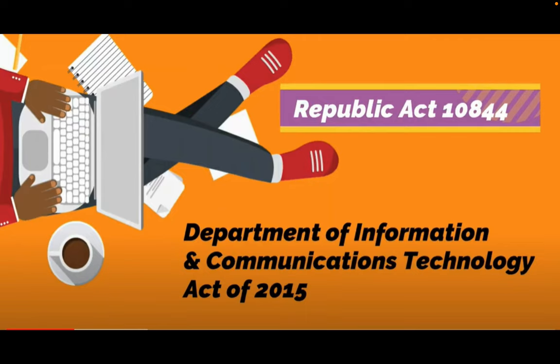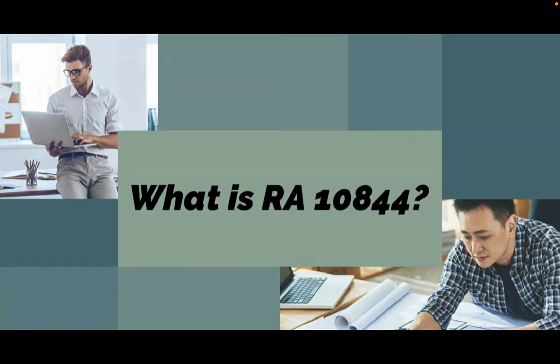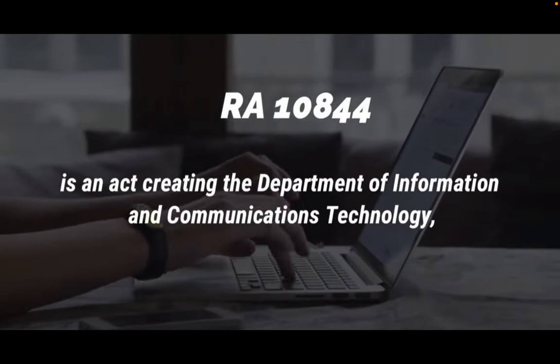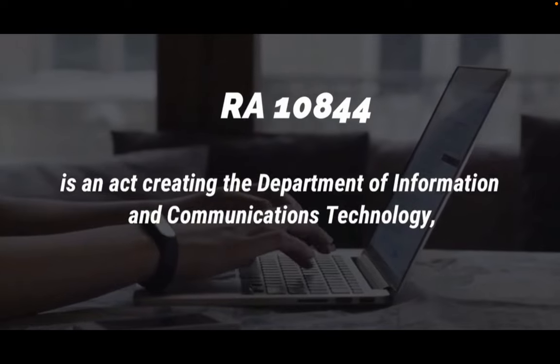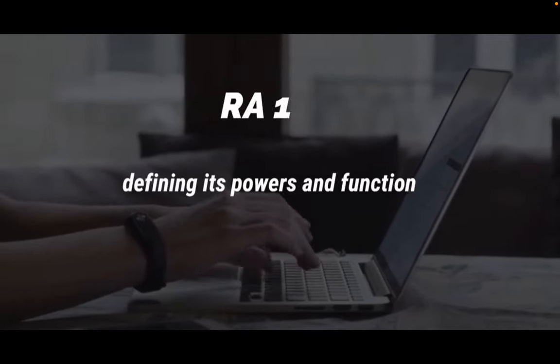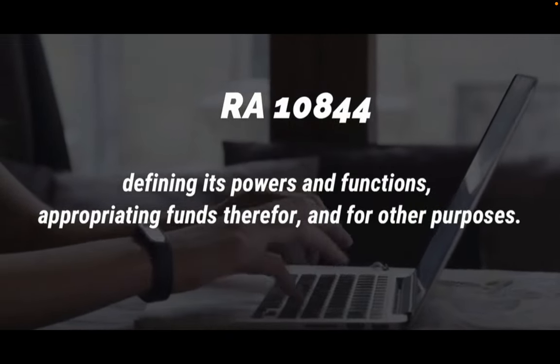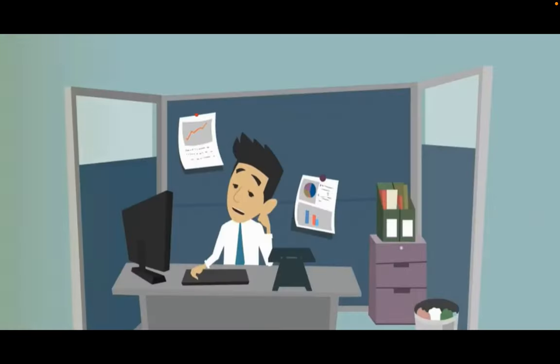Republic Act 10844, Department of Information and Communications Technology. What is RA 10844? RA 10844 is an act creating the Department of Information and Communications Technology, defining its powers and functions, appropriating funds therefor, and for other purposes.